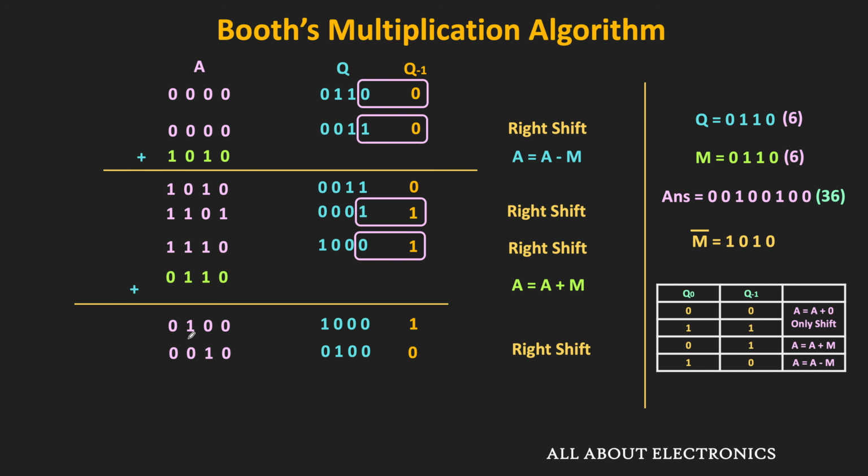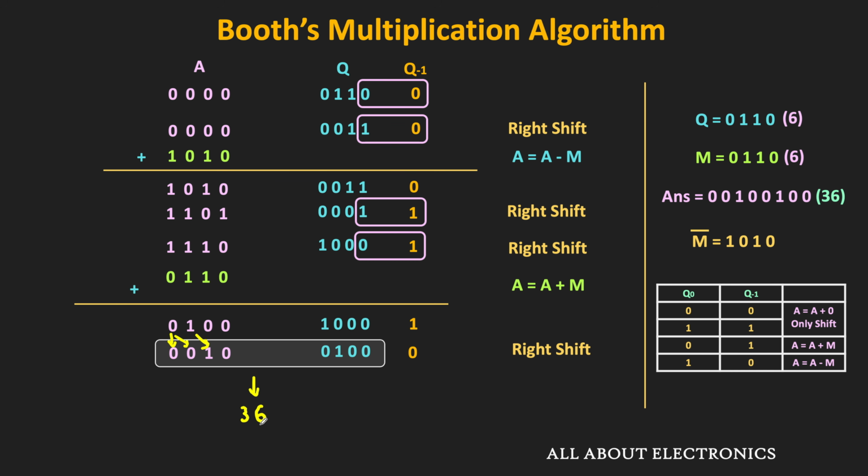That means here, the MSB will be copied as it is, and now all the bits will be right shifted by 1 bit position. So this fourth right shift operation will complete the fourth iteration. And after this fourth iteration, the content of the A and the Q register represents the final output, that is equal to 0010 0100, and in the 2's complement form, that is equal to 36.